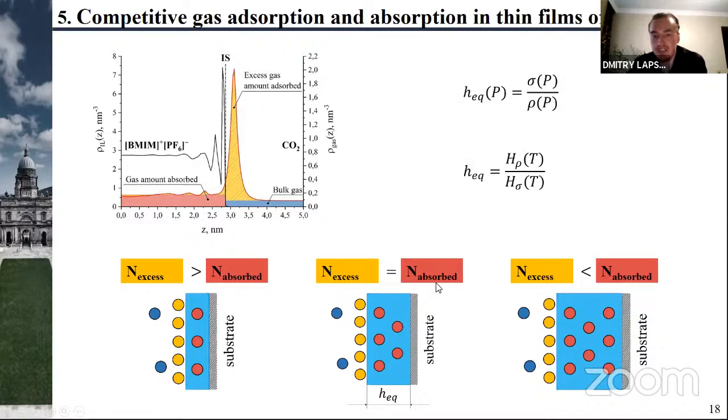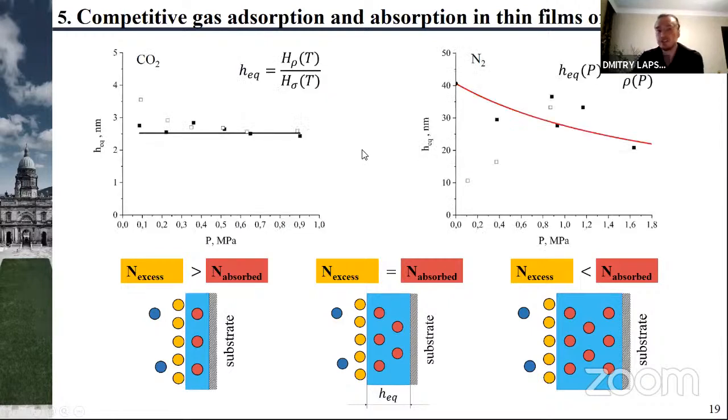So we call this parameter the equipartition thickness, and this is the thickness of ionic liquid or the liquid phase when the amount of gas adsorbed on the surface is equal to the amount of gas dissolved in the liquid phase. So as I mentioned, this is a relation between yellow and red densities of gas. Or if we are talking about Henry's law regime of adsorption, then we can relate these densities to Henry's constants and find the equipartition thickness as the relation between these two Henry's constants.